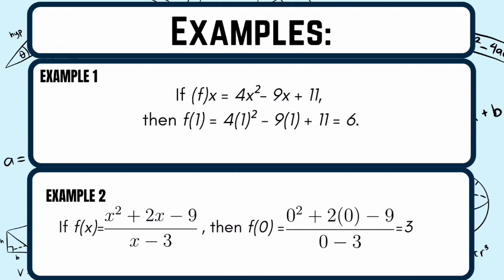Example number 2: if f of x is equal to x squared plus 2x minus 9 all over x minus 3. So remember, guys, the whole equation here is the function, because it is the only way for us to get the dependent variable, which is our y variable, right?